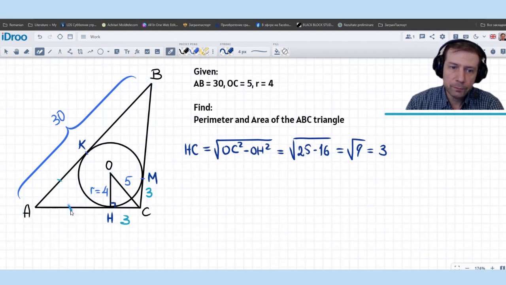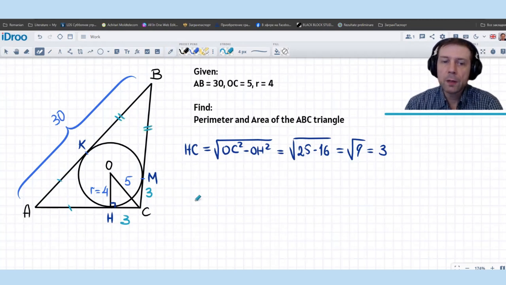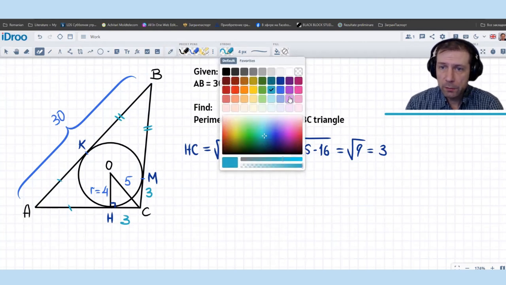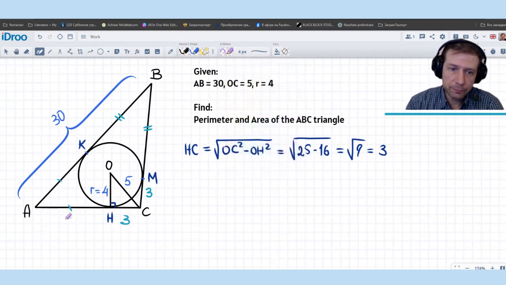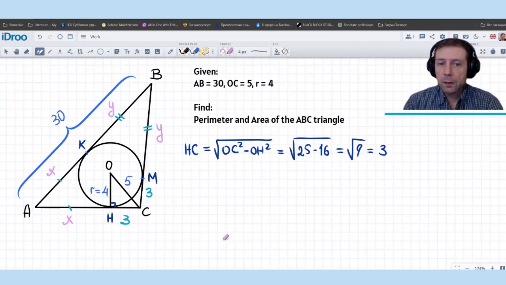Well, KB would also be equal to BM. Let's call it X and Y. That will be simpler. X and X, Y and Y. Again, we have two unknowns, but that's not a problem. Let's try to find the perimeter right away.